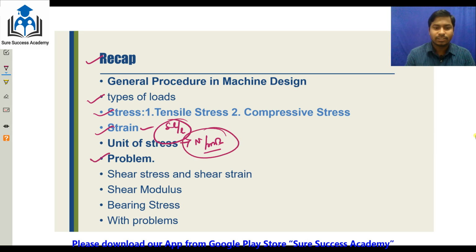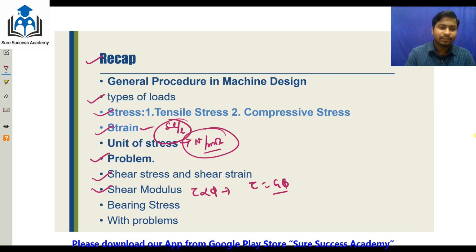Shear stress: when a force acts tangentially, the stress developed is called shear stress, and the corresponding strain is called shear strain. Due to the shear stresses, the rivet has broken into two pieces. Shear modulus: the shear stress is directly proportional to the shear strain within the elastic limit. That is called the shear modulus, denoted by G or C.